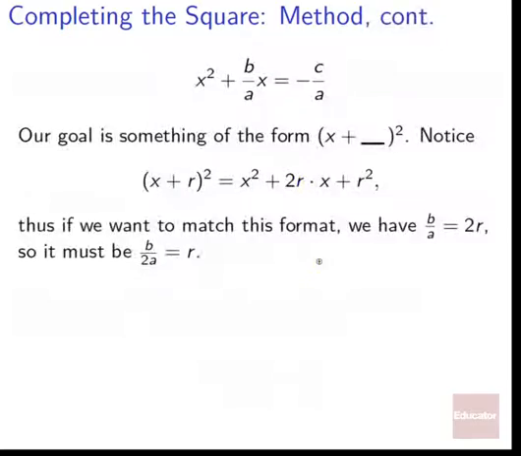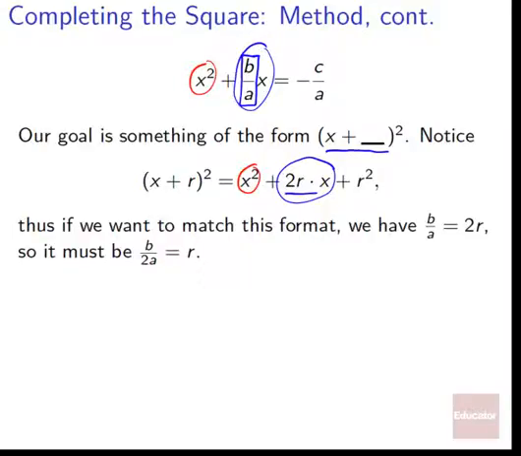All right. Next, our goal is something of the form x plus blank squared. Now we notice once again, x plus r, whatever r is, squared equals x squared plus 2r times x plus r squared. Now we want to match up to this format. We already have b over a times x, so we want 2r times x, right? The x squared here matches with the x squared here. The 2r times x here matches with the b over a x here, and the r squared that we haven't introduced yet is what the blank is that we don't know what we're going to put in yet.